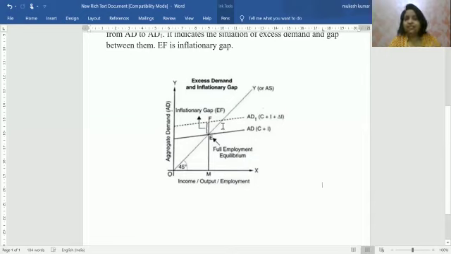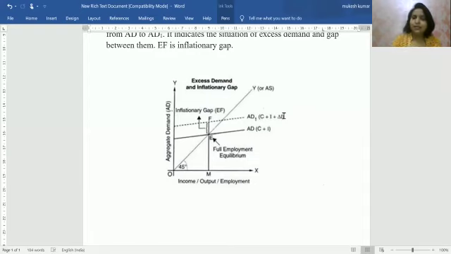How can we say this? Because here you can see AD is the actual aggregate demand, whereas AD1 is the required aggregate demand. So there is a gap between actual and the required in the economy. So this shortage, this gap is considered as inflationary gap. And with the help of this diagram, we can say that the demand is excess and which leads to the inflationary gap in the economy.